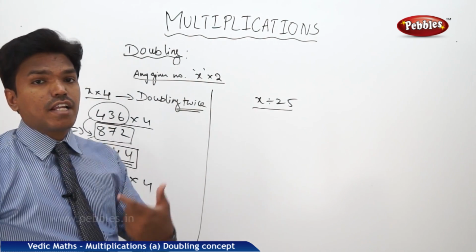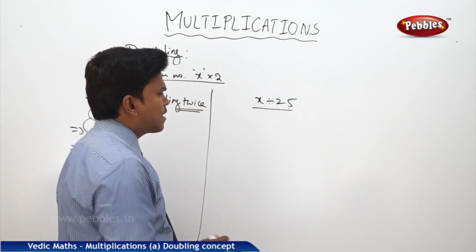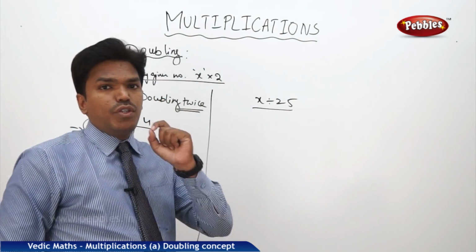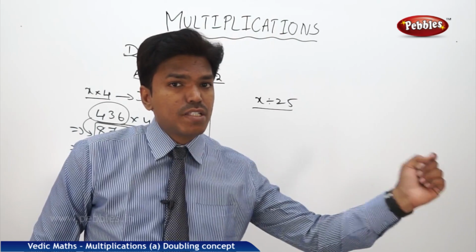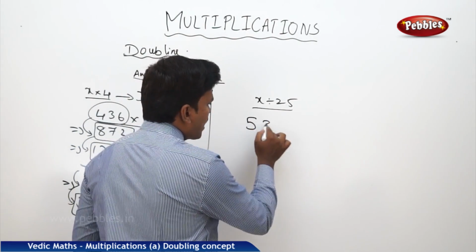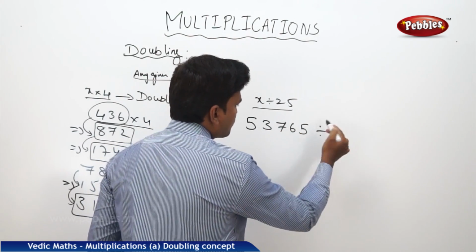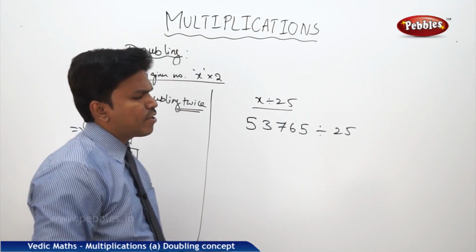Now we will see another advantage of doubling: division of any number by 25. Suppose you want to divide any number by 25, you simply double the number twice and put a decimal point after 2 digits from right. That will be your answer. For example, I want to divide 53765 by 25.